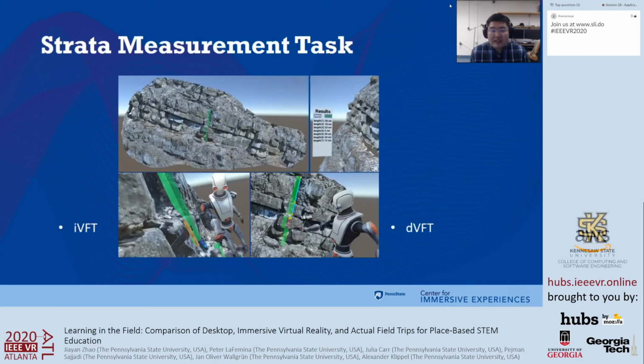Specifically, the strata measurement task was designed differently in desktop and immersive virtual field trips. During the measurement, IVR students can walk around the photorealistic outcrop model and use the virtual ruler attached on top of the Vive controller to perform the measurement, while desktop students were placed in front of the outcrop and simply used the mouse to draw nodes on the rock surface for length measurements.